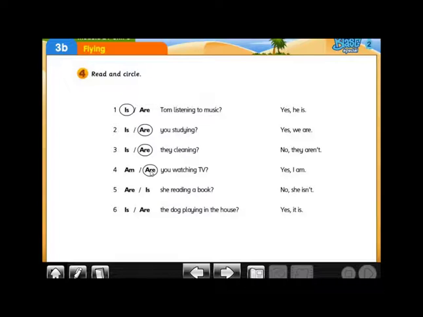Number five. Are she reading a book? Or is she reading a book? Yes, is. Excellent. No, she isn't. The last one. Is the dog playing in the house? Or are the dog playing in the house? Yes, it is. Right. Is. Is the dog playing in the house? Yes, it is. Circle.